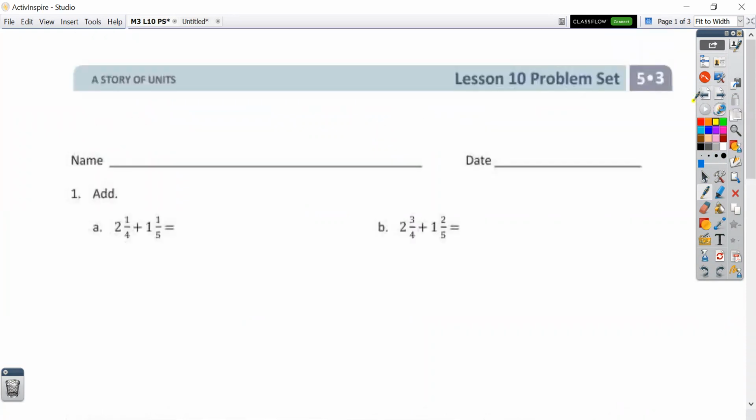Okay. I feel like I don't want to do the problem set with you today. I'm going to pause it and I'm going to do all the work, and you can just use it to check your work. Please let me know if you need me to explain it more.